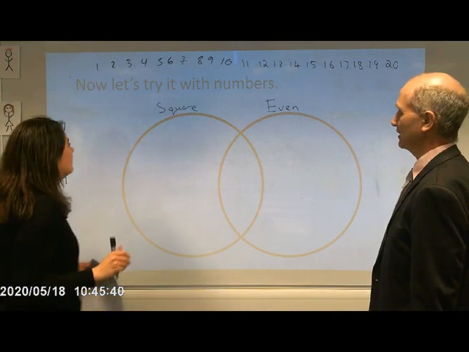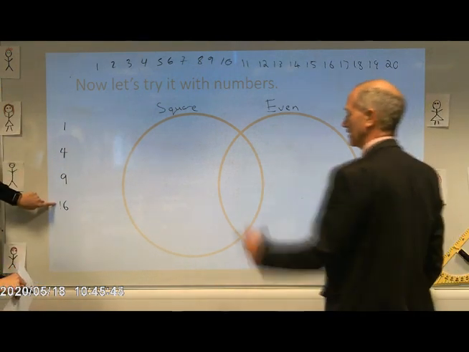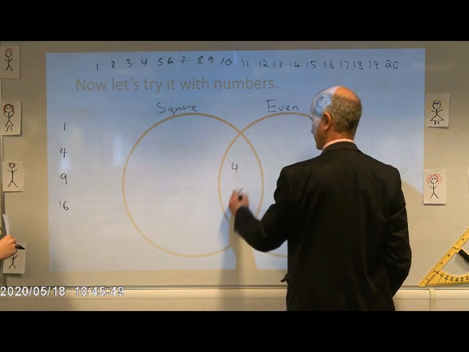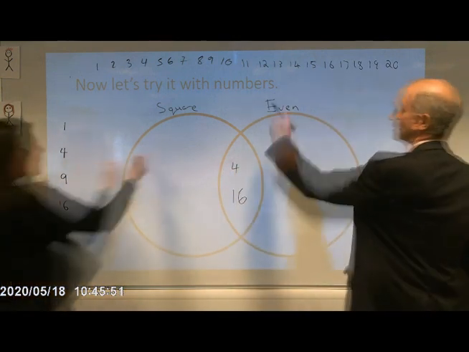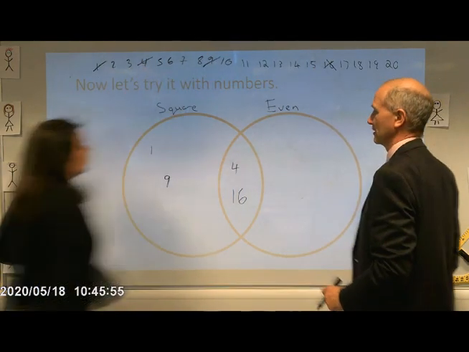I'm not going to write out my even numbers because you should know that. That's even, and that's even. So they're going to be square and even, in the middle: 4 and 16. So you should have had those in. The other square numbers that are left are 1 and 9. Let's cross them out. So all of those are sorted.